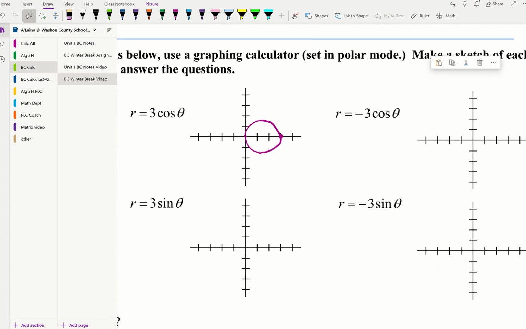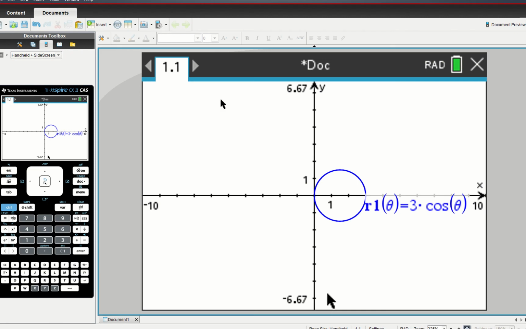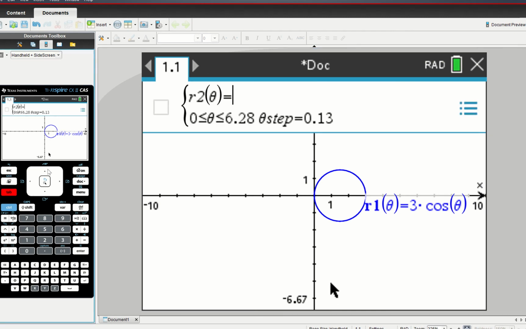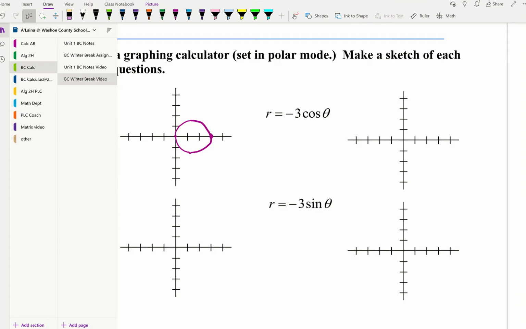Try to anticipate what you think this one would look like. We will be graphing these without calculators this year, so you really do want to look for the patterns here. You don't want to rely on your calculator. But if I toggle back to the calculator, I'm going to tab to get to my entries and insert a negative here. Let's see what happens. You might notice it moved to the negative side of the x-axis. However, it is still a circle with a diameter of 3, and it is still symmetrical around the x-axis.